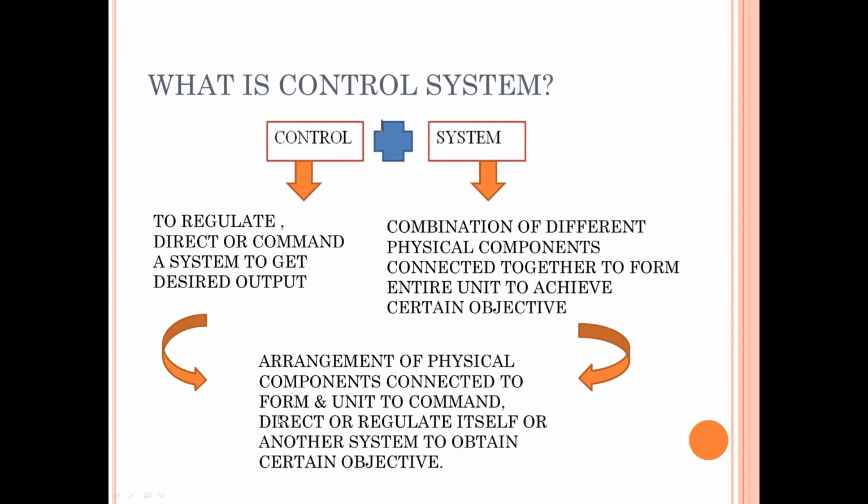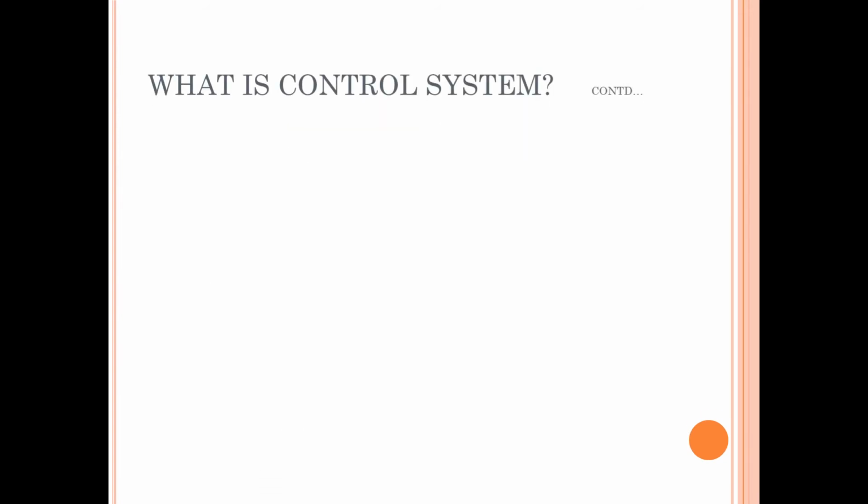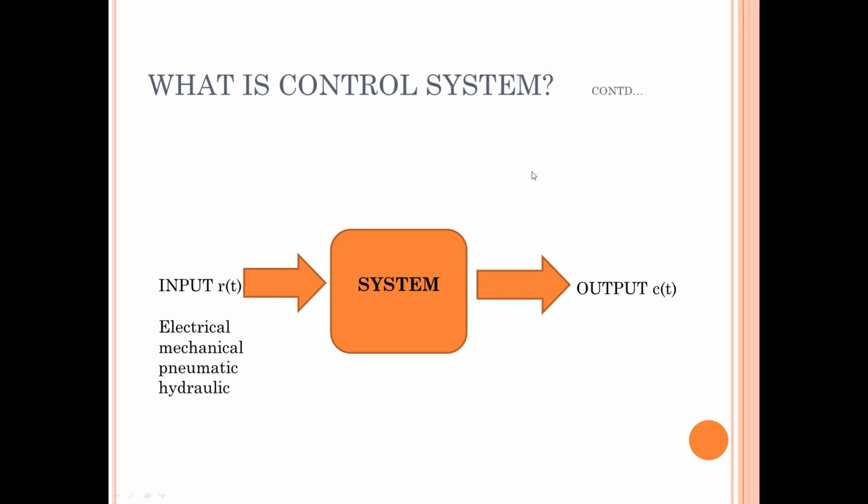So the control system definition is like this: the arrangement of physical components connected or related in such a manner as to command, direct, or regulate itself and another system to obtain a certain objective. Now a system has some inputs, and according to that input the system will produce the output. Generally in the time domain the input is represented by r(t), and the output is represented by c(t). We can use x(t) as an input and y(t) as an output also.